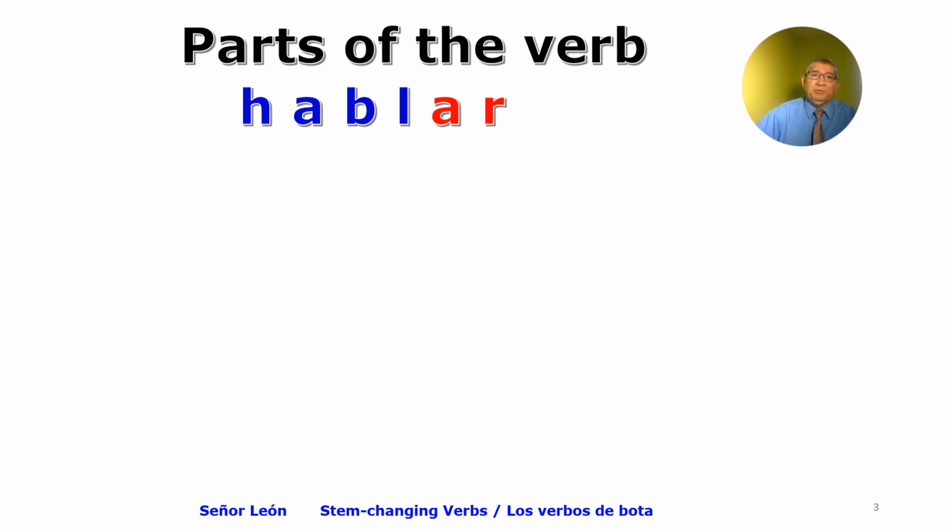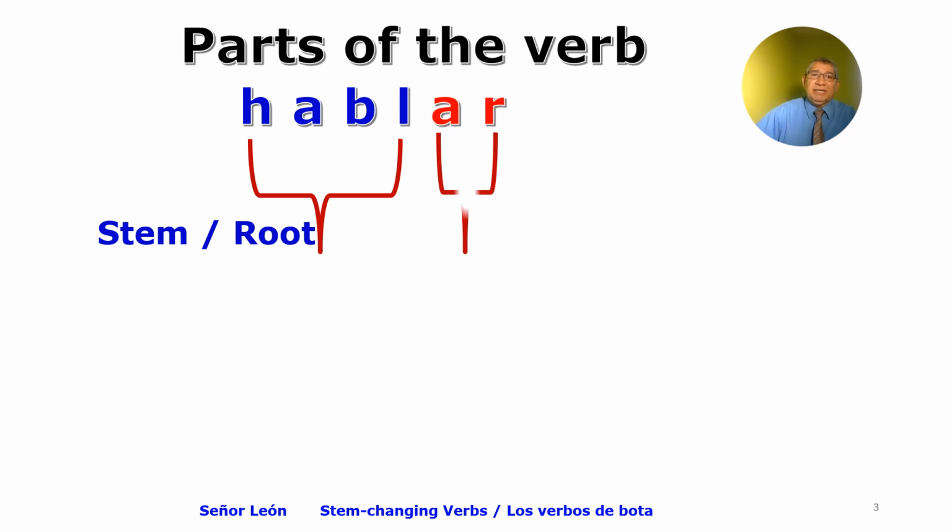Before you conjugate a verb, it is important to know the parts of the verb. The first part of the verb is the stem or root. That's the part of the verb that always stays the same for regular verbs. And the second part is the ending, which are AR, ER, and IR. That's the ending, and that will be subject to change to match the subjects in the sentences.